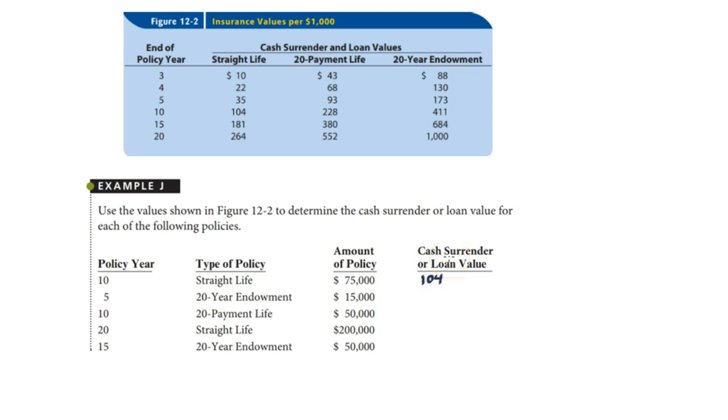But it's not for $1,000. It is for $75,000. So we have to take 75,000 and divide it by 1,000 to figure out how much we have to multiply 104 by. Similarly to objective 5, when we're dealing with figure 12.1, we have to go through the same process. So we have to multiply by 75.